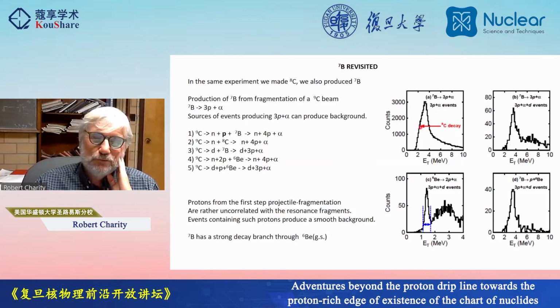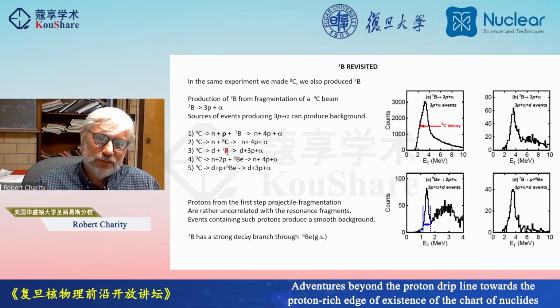We could try and do a subtraction of these events, and we did actually publish a paper where we tried to do that. We believe there's a cleaner way of doing that. So this is the channel we're making boron 7. What happens if this proton and the neutron are actually bound? So that's in this scenario 3. You break up carbon 9 directly into a deuteron and a boron 7. Okay, then the boron 7 decays and you get a deuteron, 3 protons and an alpha. Okay, and then you just look at the 3 proton plus alpha events.